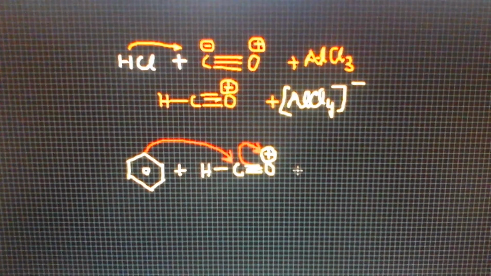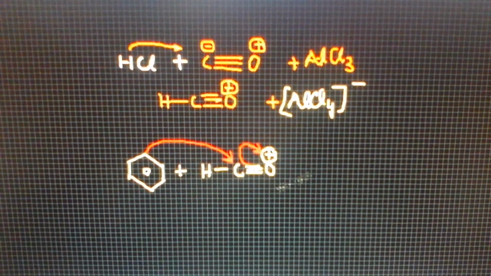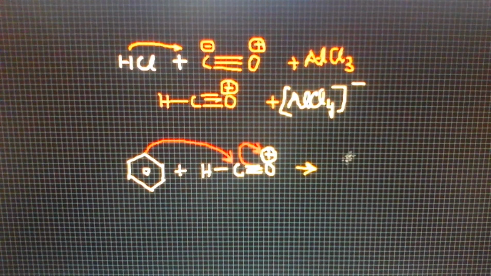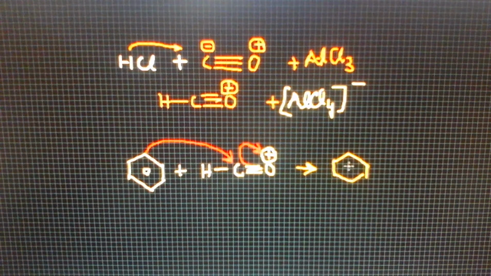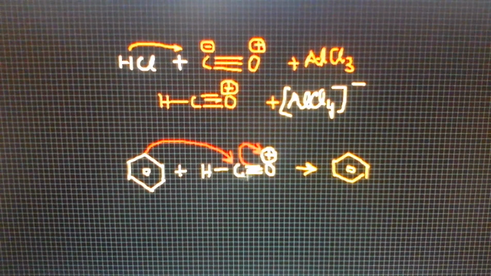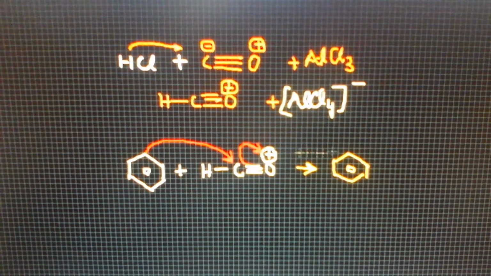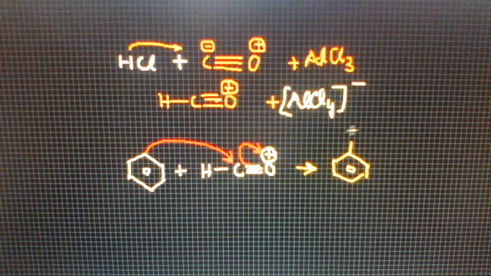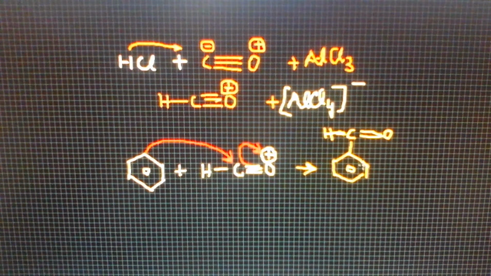So what will happen is, this will result in benzene becoming attached to this carbon. So this gets attached to C, double bonded O, and single bonded to hydrogen. That is how formyl benzene is formed. But there is a minus charge present over here.